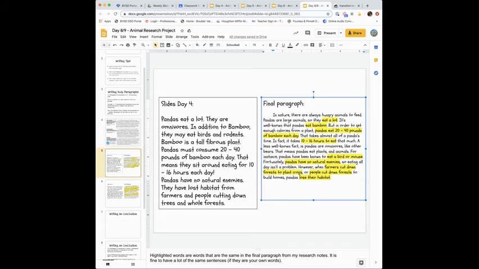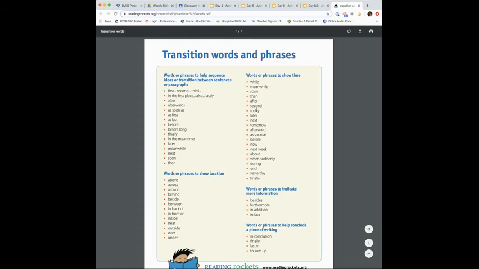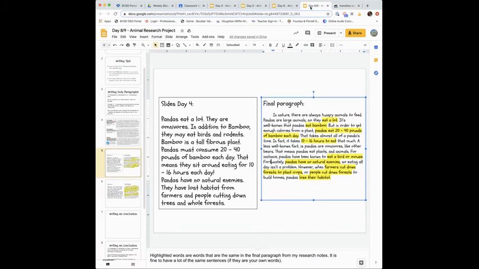However, when farmers cut down forests to plant crops, or people cut down forests to build homes, pandas lose their habitat. You can see here at the end where I didn't have quite as much to say. More of my information directly from my slides is directly here. What I added was transitions. Some of those transitions came from my brain, because I like to use my brain, and some of my transitions came from this resource. Make sure you use it.